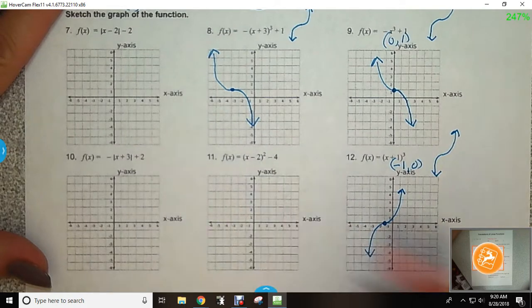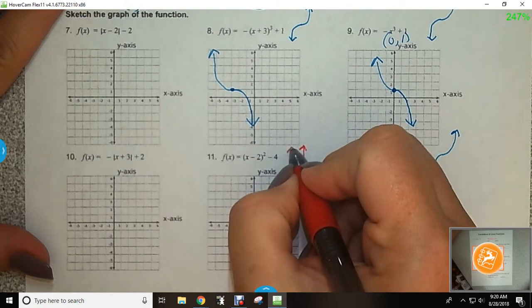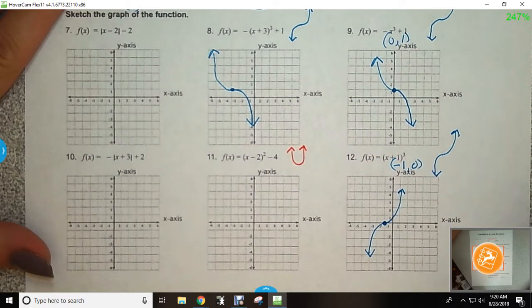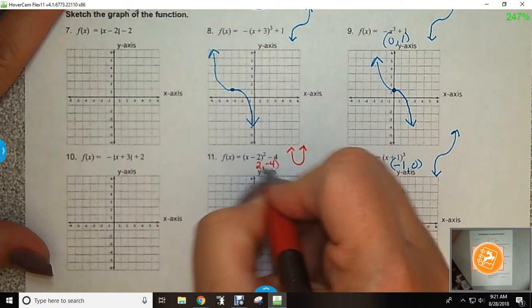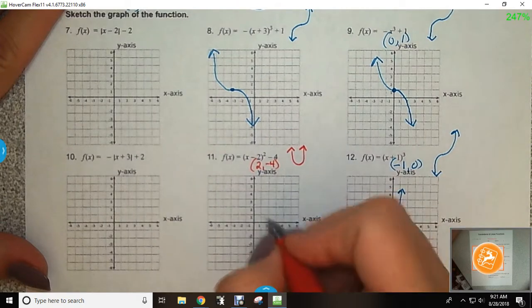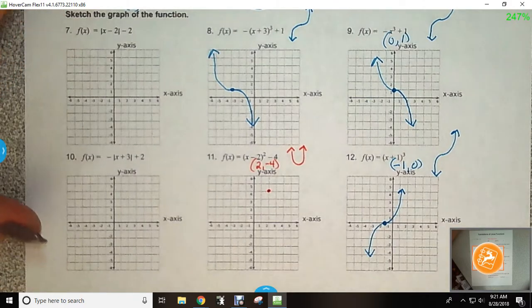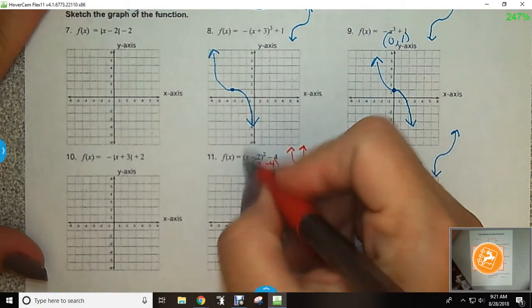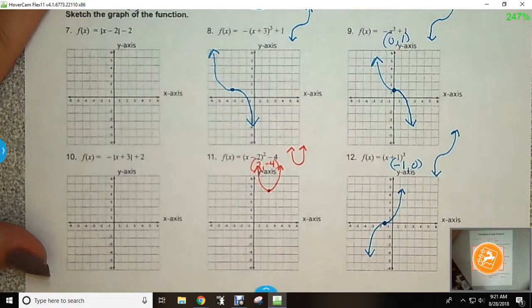Now, this one, the shape is different because it's a squared. So I know it should look like this. I've got to find my vertex point, opposite, same. So that is 2, -4. It's positive out in front, so I know it's going to open up. And that's a 1 coefficient, so it's kind of normal width. Okay, there you go. So now, those were just sketches.